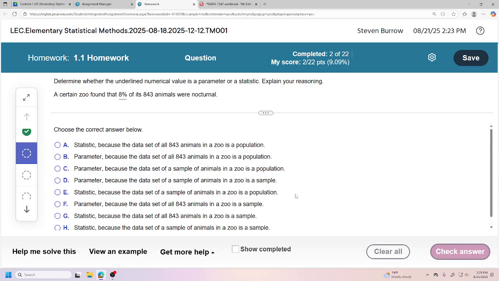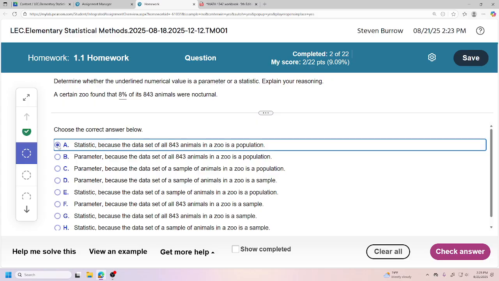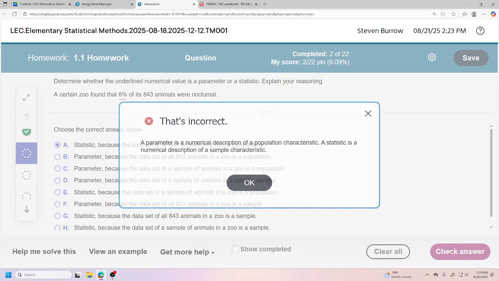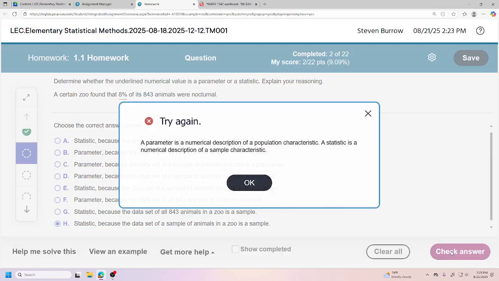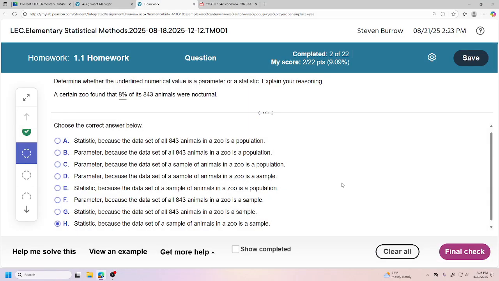Like sample statistic, right? So we got that much. You like A? We're going to try A. Try it. Okay. You like H? Let's try H. Now, I haven't even read it. I don't even know. So let me read one more time myself.